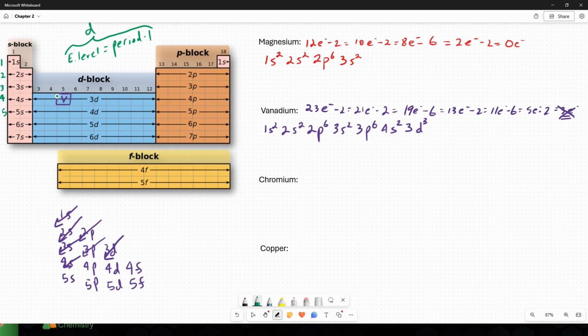So if we wanted to do the electron configuration for vanadium here, we will go from the top. Again, we always start here at the beginning. We go through 1s, and we go through both of these electrons. So 1s2. Oh, let me make that a little neater.